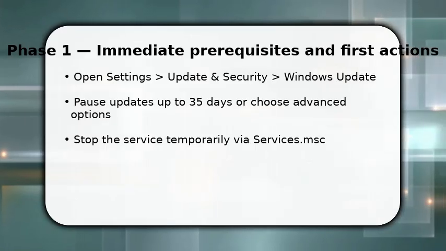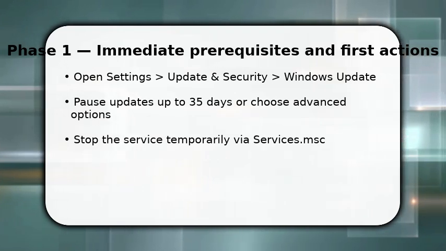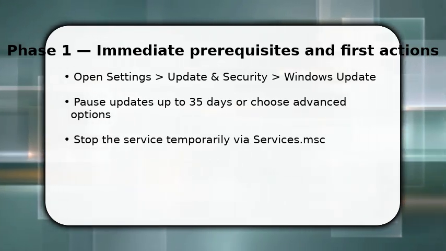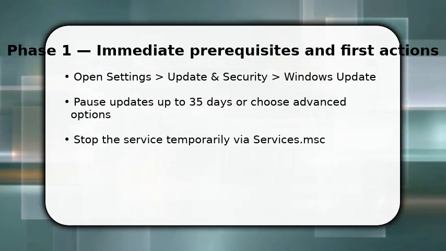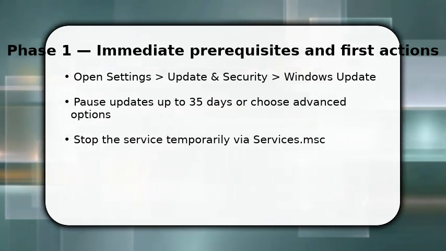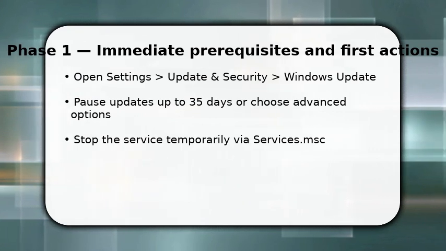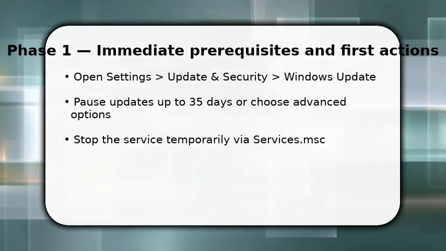You start by opening Settings and navigating to Update and Security. This is where control lives. Pause updates first. That buys you time while you act. Once paused, press Windows plus R, type services.msc, and open the Services console.